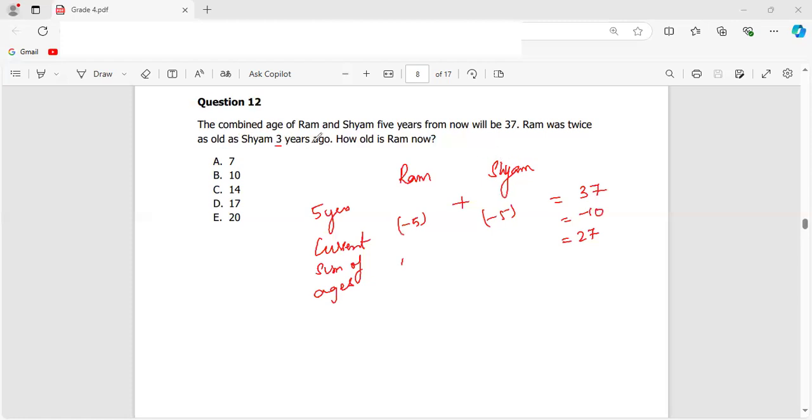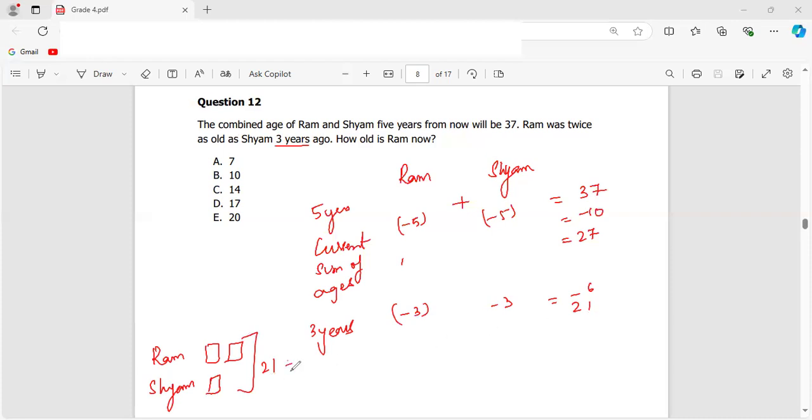Now, Ram was twice as old as Sham 3 years ago. So again, what will be the sum of ages 3 years ago? So you'll do -3, which is -6. So you get 21. So 3 years ago, Ram was twice as old as Sham. So if Sham was 1, Ram was 2. And the sum of the ages is 21. So you divide 21 by 3 because I have 3 boxes. So that means Sham was 7 and Ram was 14. 3 years ago, Ram was 14 and Sham was 7, which adds up to 21.